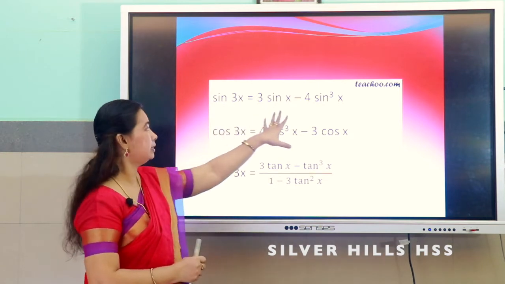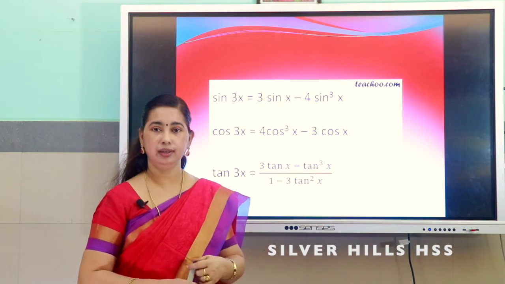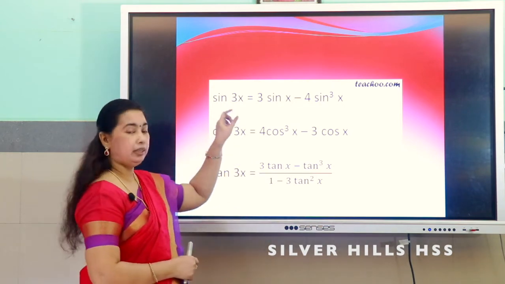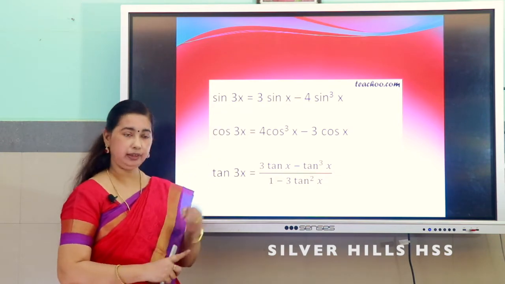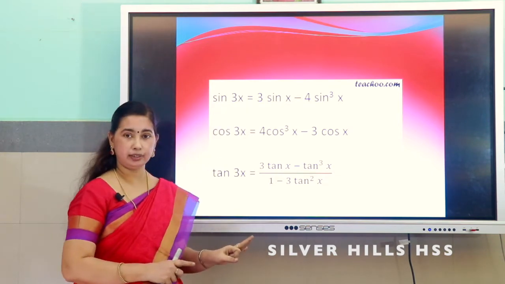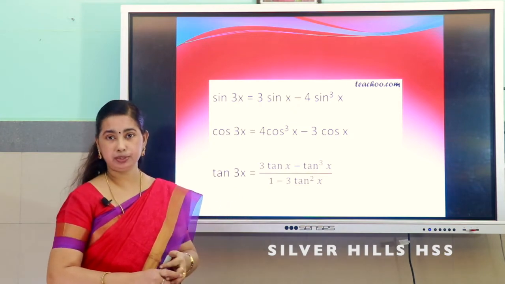So in all these results you can see that instead of x it is 3x. Angles are all multiplied by 3. So we have to study what is sine 3x, cos 3x and tan 3x. These are standard results which can be applied in the problems.